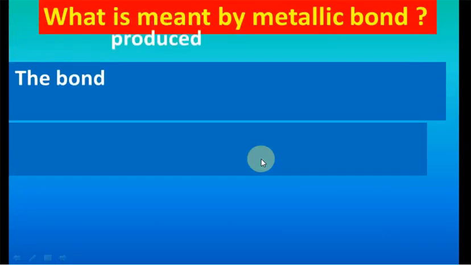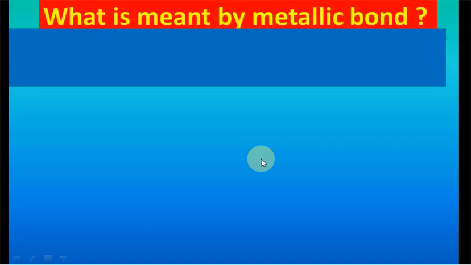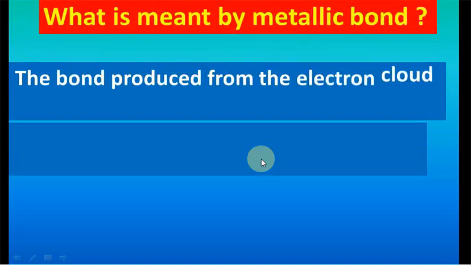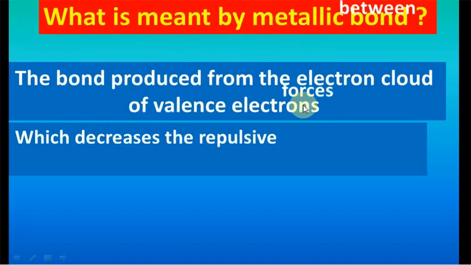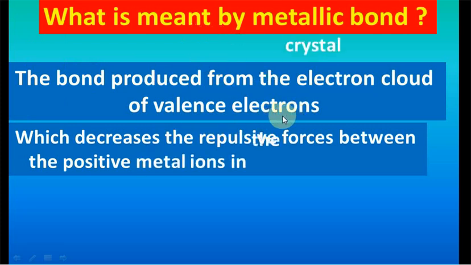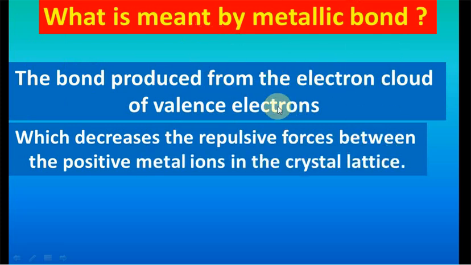What is meant by metallic bond? Metallic bond is the bond produced from the electron cloud of valence electrons. Notice that it is valence electrons only, which decreases the repulsive forces between the positive metal ions in the crystal lattice. So, what is responsible for metallic bond? Clouds of valence electrons.